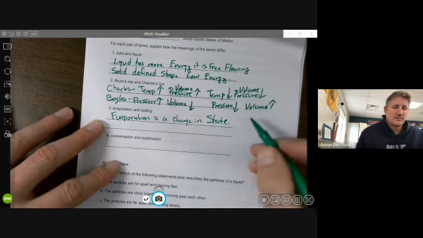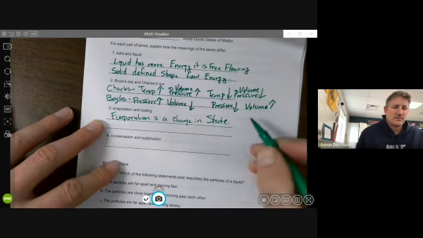Number 7, boiling points and freezing points are examples of what? Not chemical properties, because chemical properties represent a change in matter. It's not energy. They're physical properties. Remember, water has different melting, boiling and freezing points than gasoline.